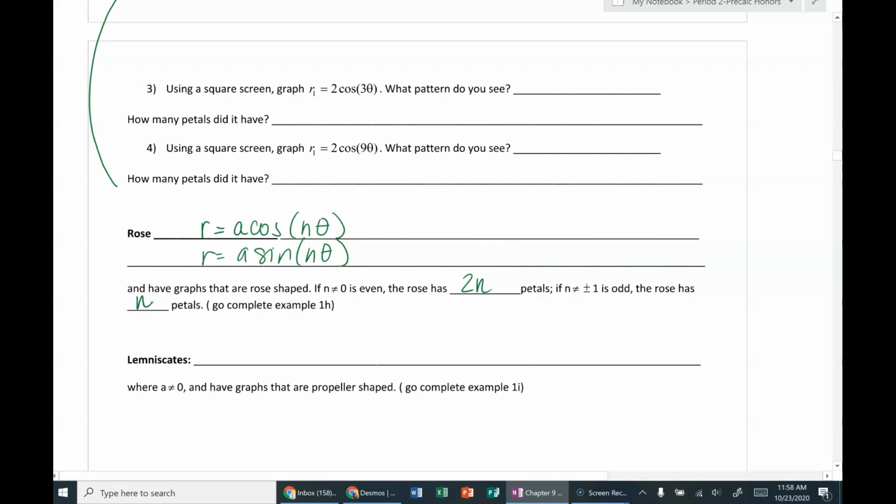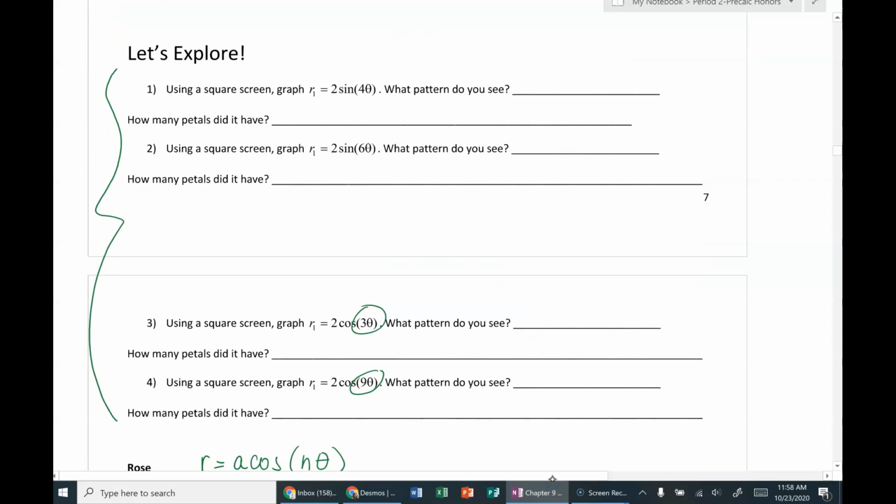So hopefully, on those ones right there, you knew right away that there were 3 and 9 petals, okay? And then up here, if n is even, just like those right there, then you know it's twice. So that's 8 petals here and then 12 petals there.